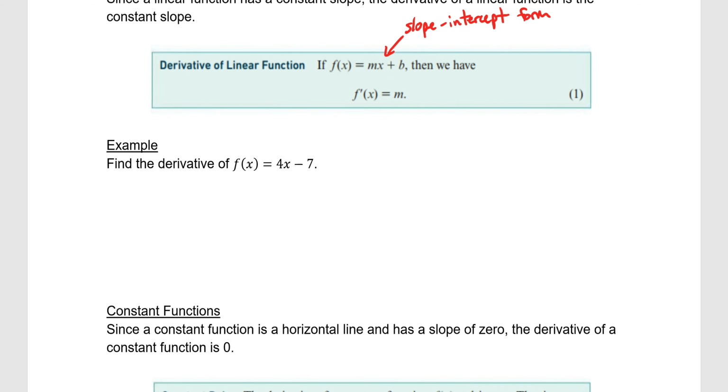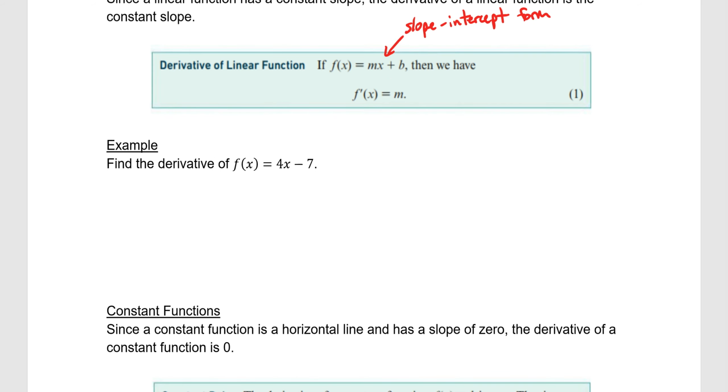So what this means is when we're given a power function, we're going to multiply the original exponent out front, and then the new exponent is going to be 1 less than the original one. And let's go ahead and see an example here. Okay, so calculate the derivative using the power rule. So let's go ahead and calculate the derivative of the first one.